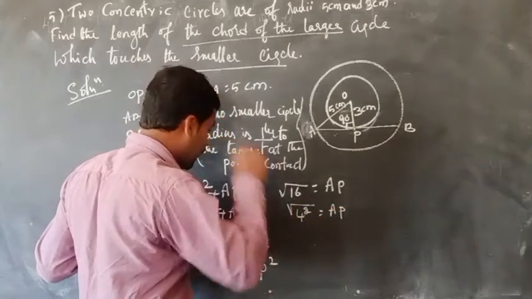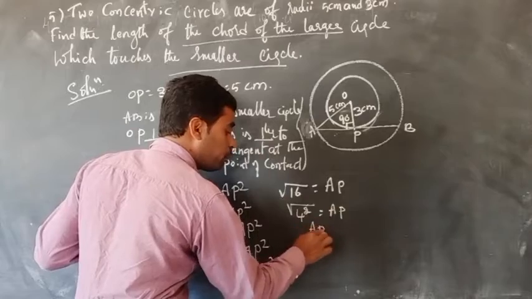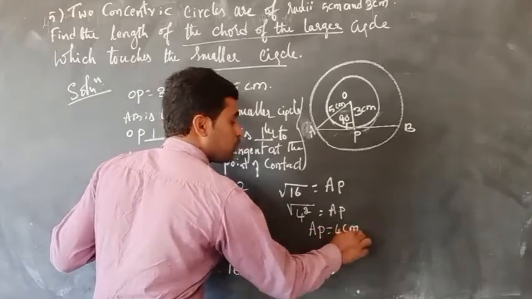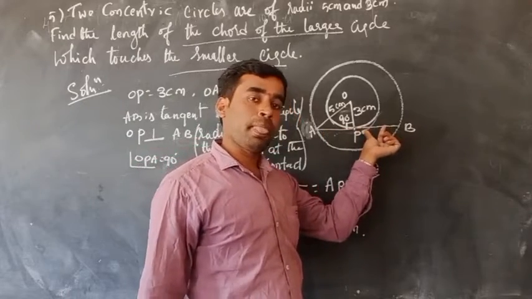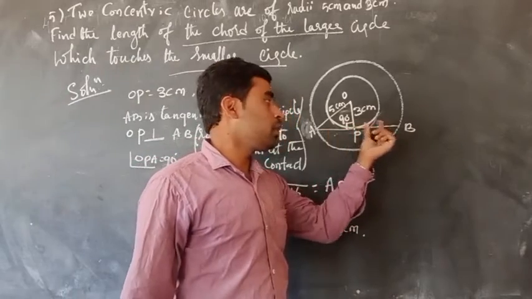The square gets cancelled. Therefore AP is equal to 4 centimeter. Now I want the length of PB. So the length of AP is equal to PB.